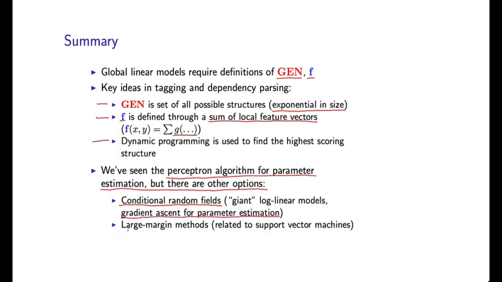Another option that has been widely considered is so-called large margin methods related to support vector machines. And so I covered the perceptron because it's relatively simple and it introduces many of the main ideas in global linear models, but there are certainly competing parameter estimation methods which have their own advantages.